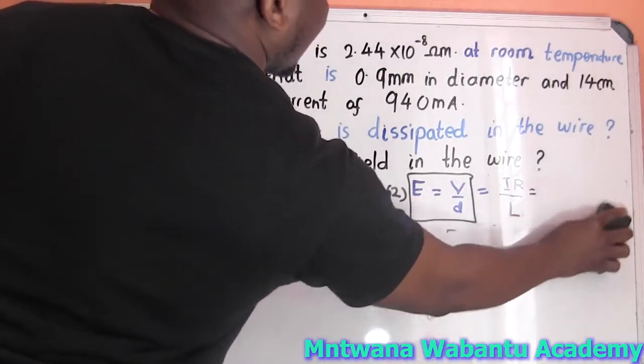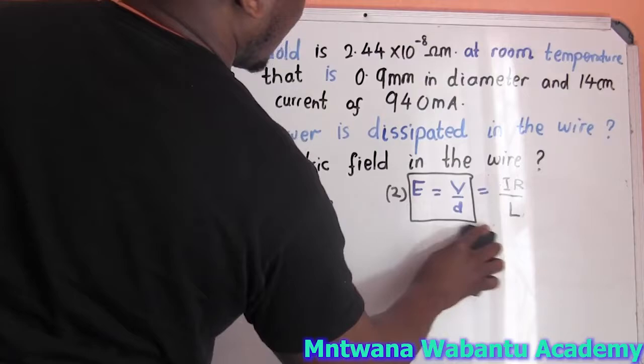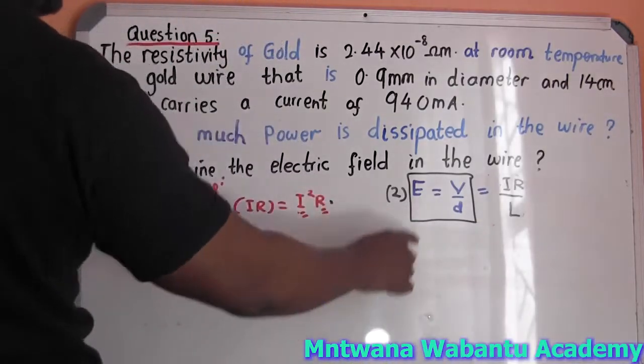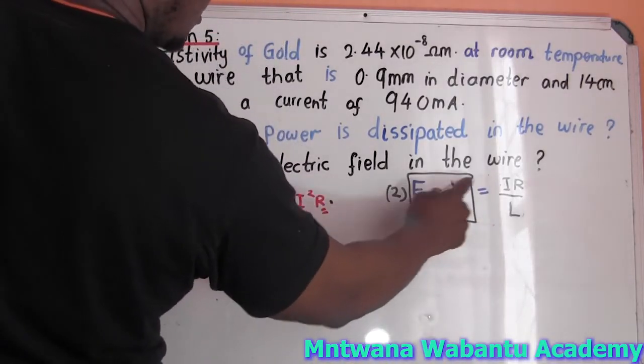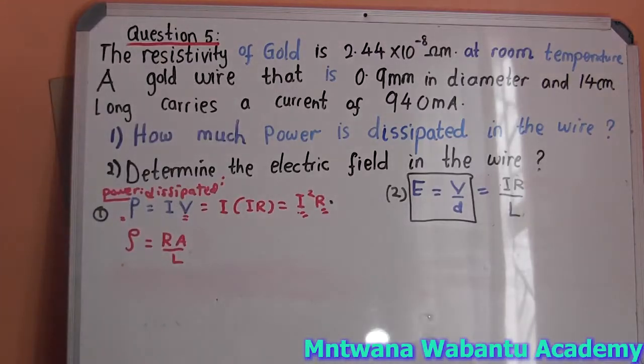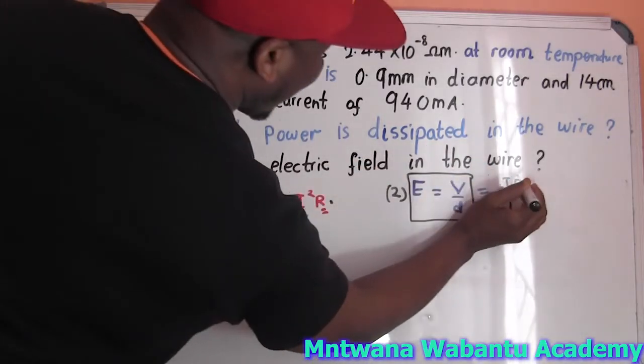Okay. So I'm going to start from here. We look for the electric field. Electric field equals potential difference over d, and potential equals I R over L. Okay? But then, let me replace this R.